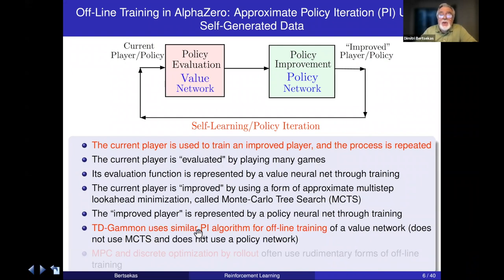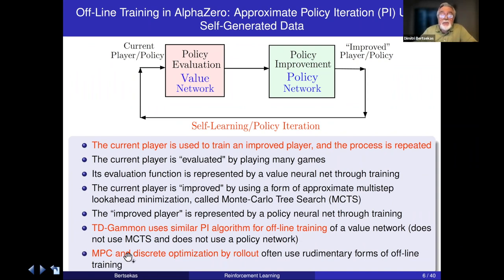Now, TD Gammon uses a very similar policy iteration algorithm for offline training of a value network. It's trained in a different way than AlphaZero. It's trained using a method called TD Lambda. And also, it does not use Monte Carlo tree search. Monte Carlo tree search, you'll hear a lot about it, but it's not fundamental. It's basically some trick to speed up the computations by reducing the simulation burden. And TD Gammon does not use Monte Carlo tree search. It also does not use a policy network. It replicates the functionality of a policy network by using the value network and the one or two step look ahead.